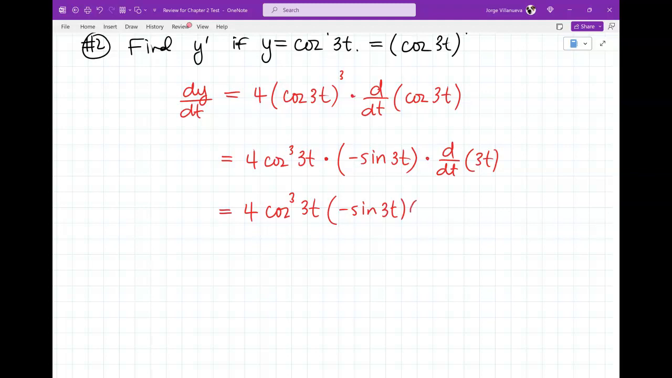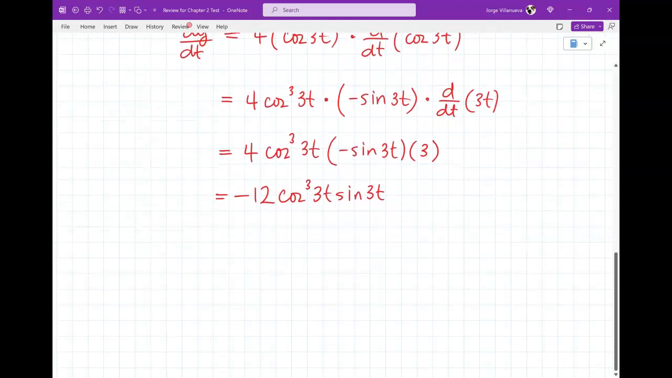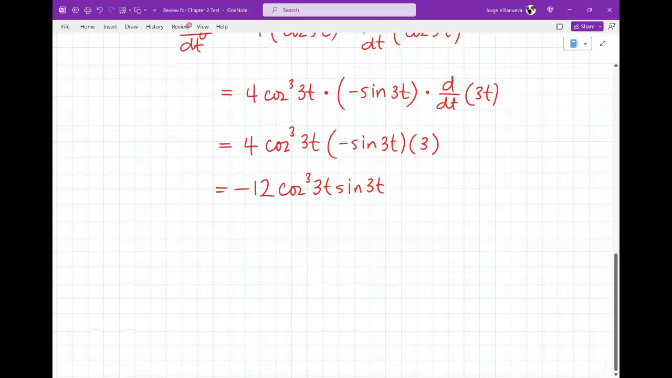I haven't simplified anything yet, okay? So there's everything worked out completely. I just got to put everything together. So this is going to be a negative 12 cosine cubed of 3t sine of 3t. Now that could be the answer. I don't know if that's the answer they would have given you. They could have also used a trig identity and done something with this, because, so this is good, okay? This is where I would expect you guys to probably get to.